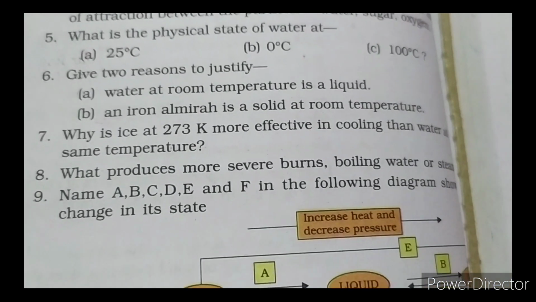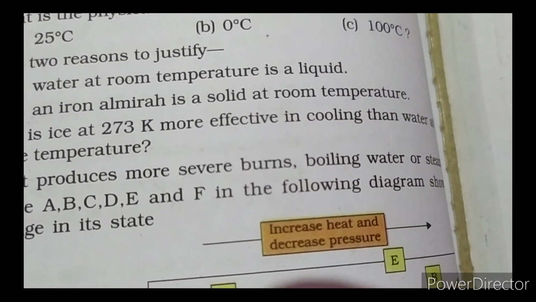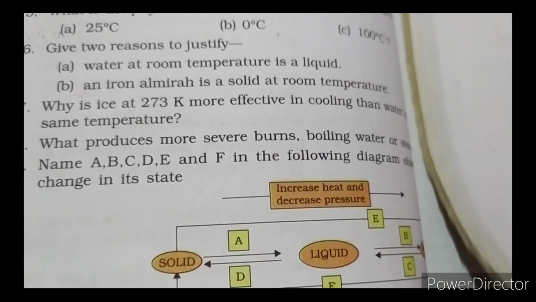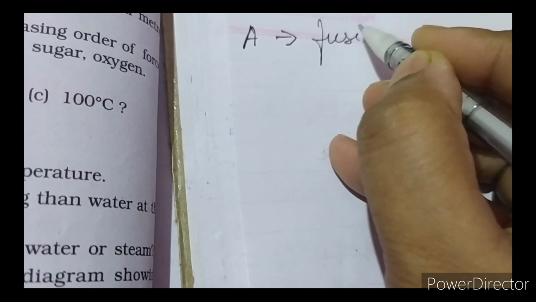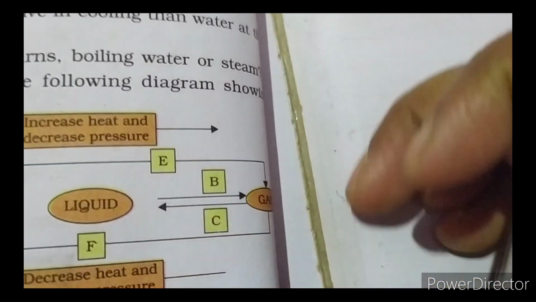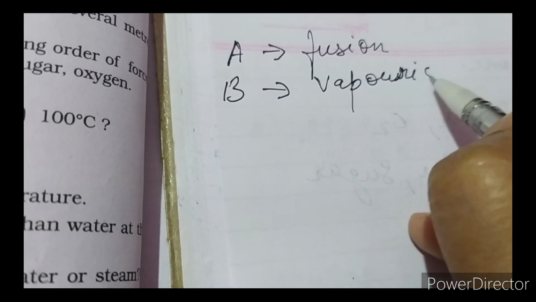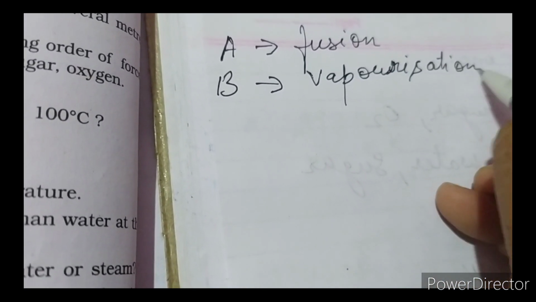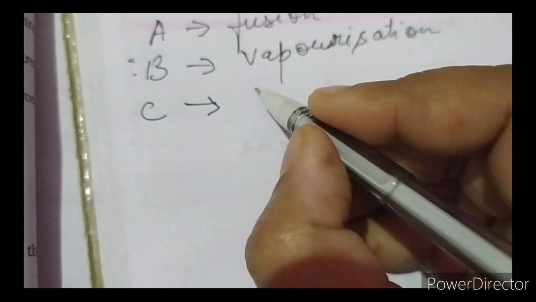Now name A, B, C, D, E, F. So in this case, A is conversion from solid to liquid, so A is termed as fusion or melting. Then B process is liquid to gas, that is vaporization or boiling. C is the reverse, that is from gas to liquid, that is termed as condensation.